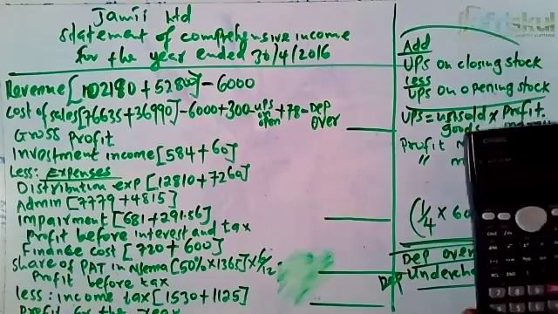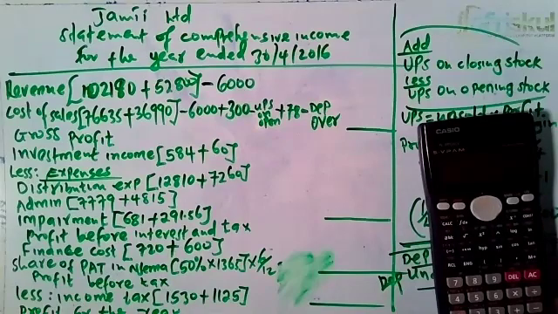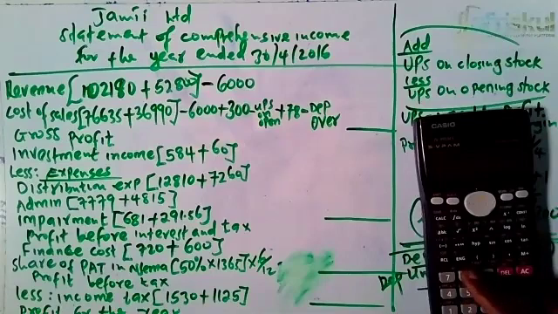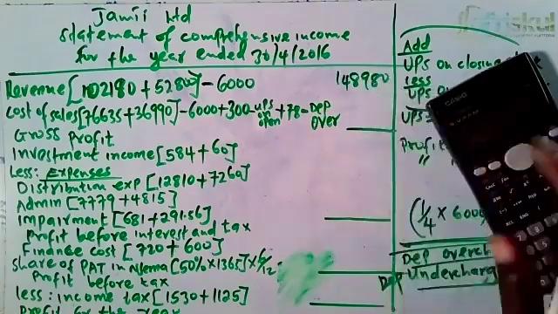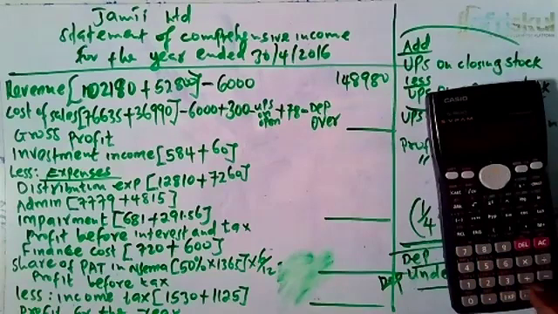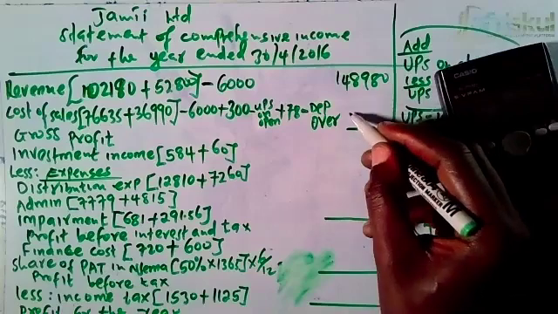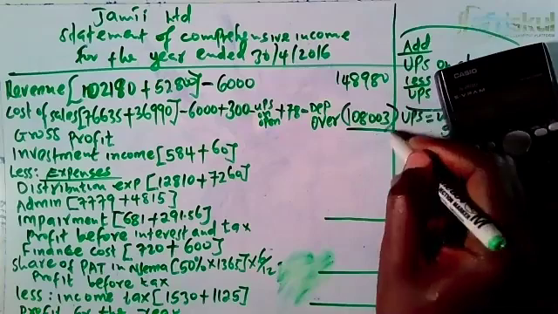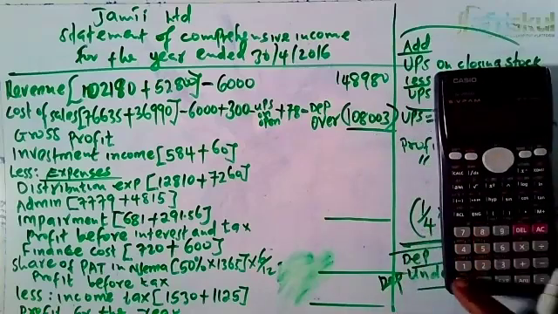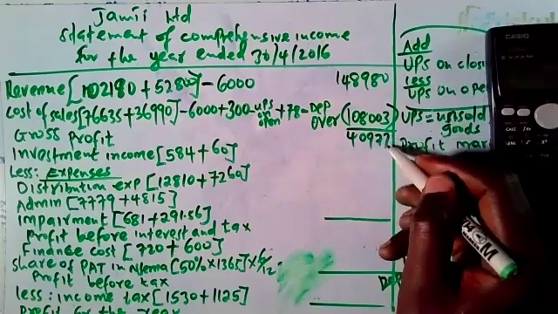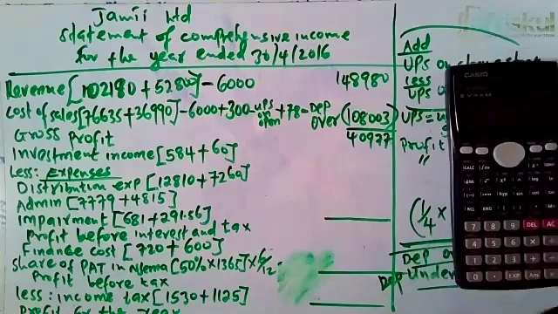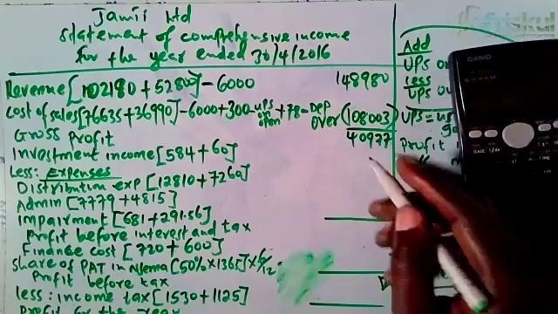Have you been computing from revenue? Yeah, so revenue is 148,980. And then cost of sales is 108,003. If you subtract the two, 4977,40, then 584 plus 60, 644.